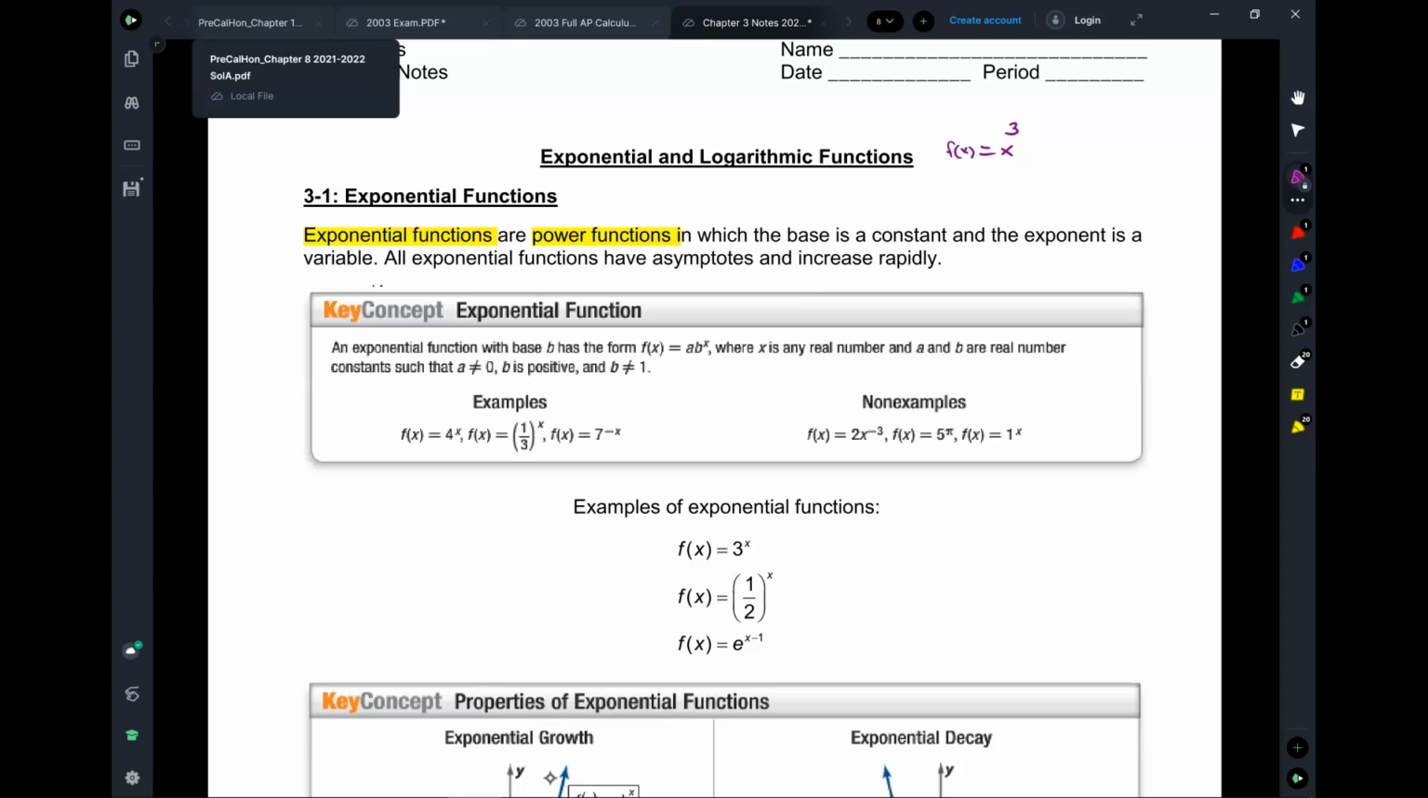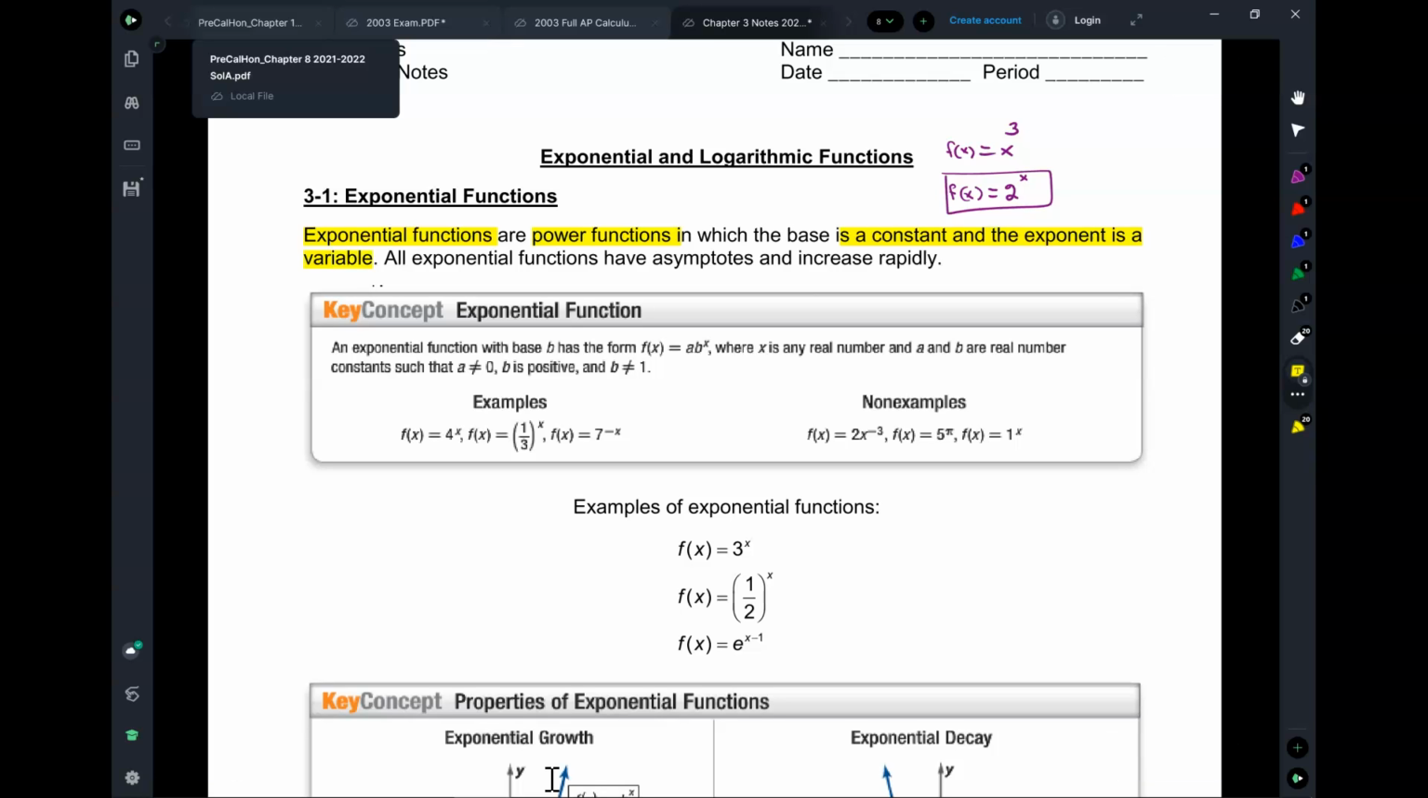was a constant, okay? Right now, we're going to switch things up. We're going to switch it to a constant as a base and a variable as an exponent. This is an exponential function. So it's a power, okay? A power is anytime you've got a base and an exponent, but the base is the constant and the exponent is a variable. All right.